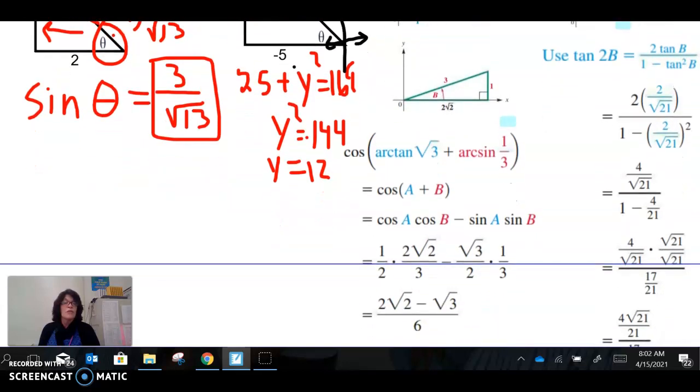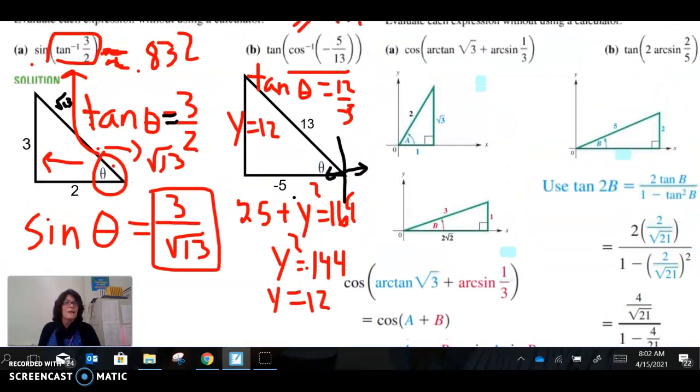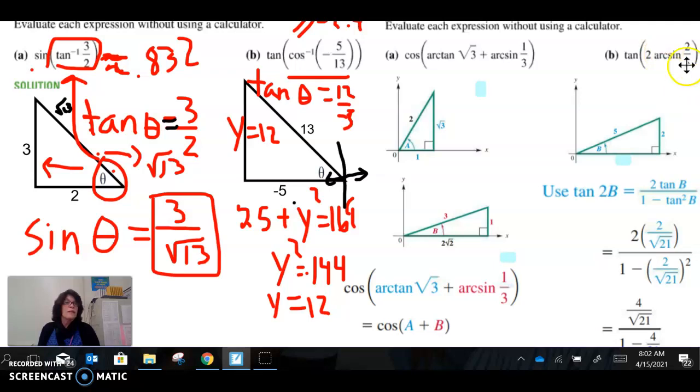Okay, we're kind of going back to triangle trig. Tangent of twice this angle. So I drew an angle B such that the sine of it was 2/5. Used Pythagorean theorem. 2 squared plus what squared equals 5 squared. Square root of 21. So the tangent of twice an angle, I use my formula sheet to know what that is. And I put in the tangent of B. Tangent is opposite over adjacent. So 2 over square root of 21, that whole way.